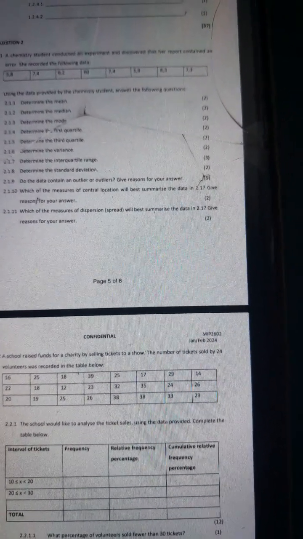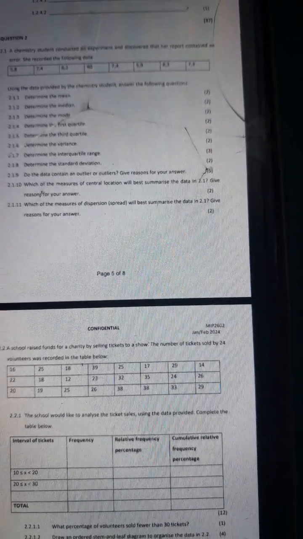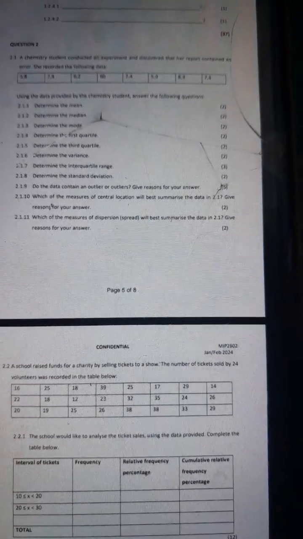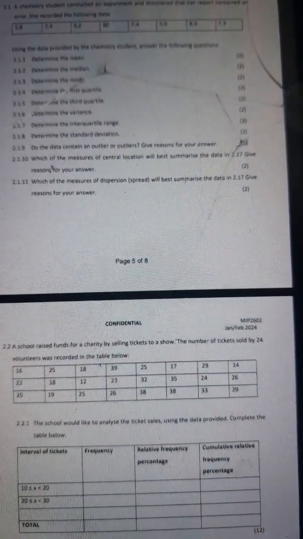Then at 2.1.11, which of the measures of spread will best summarize the data in 2.1? Give a reason for your answer. Well, in this case, guys, the IQR, which is the interquartile range, is less affected by the outlier as compared to the variance and standard deviation. So it will be IQR at 2.1.11.